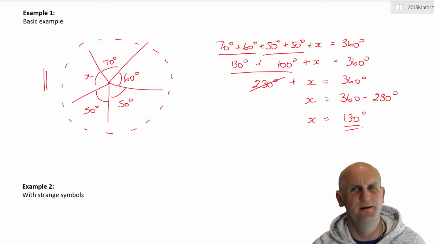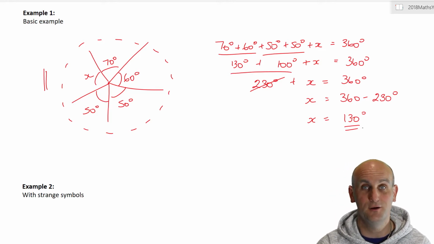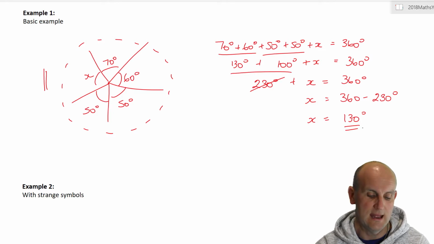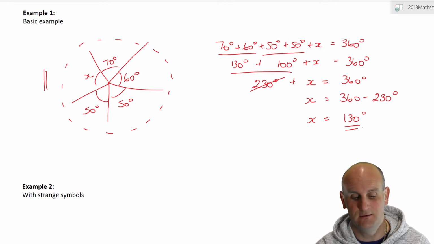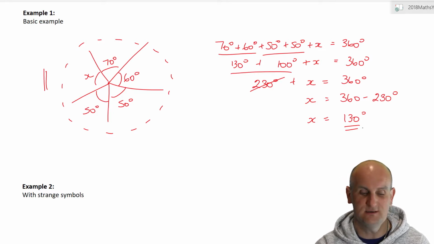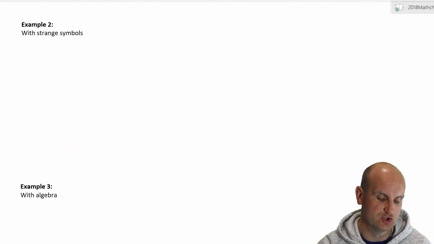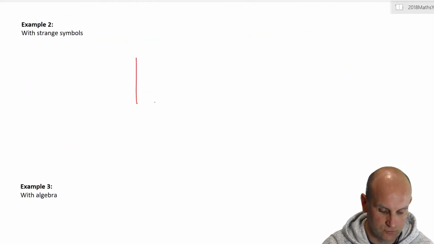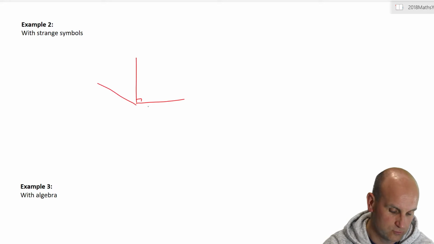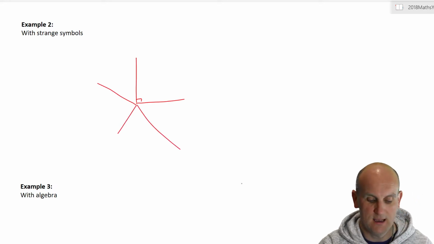Now you're going to look at that and go, it doesn't look like 130 degrees. And I'm going to say, no, don't worry about it, because remember, diagrams are never drawn to scale. Yes? So that was nice and easy. What about this one? What's this strange symbols business? Well, yeah? So there's another example with a strange symbol.